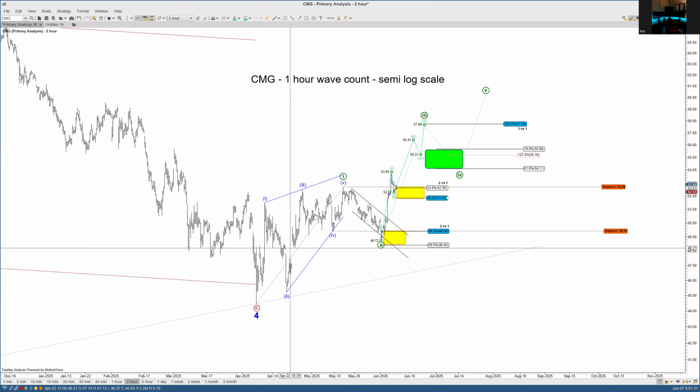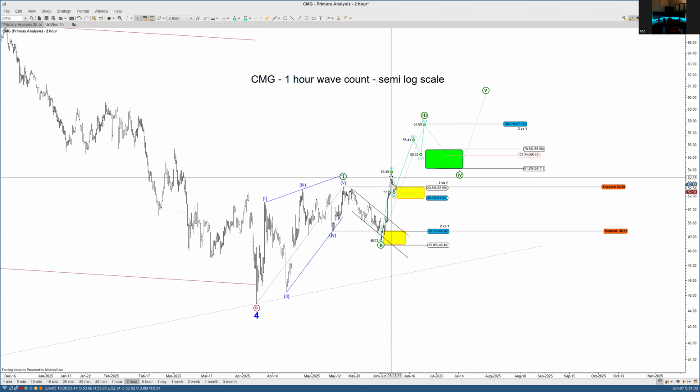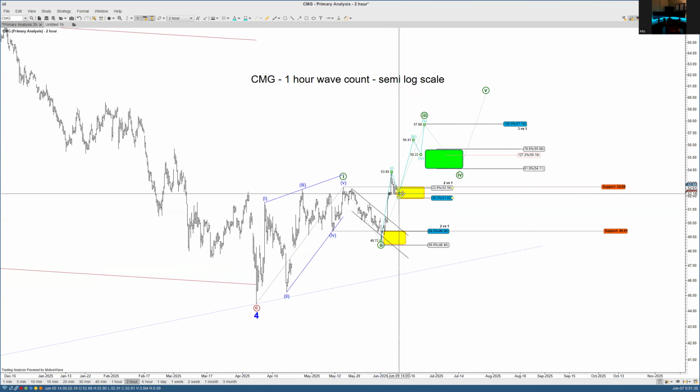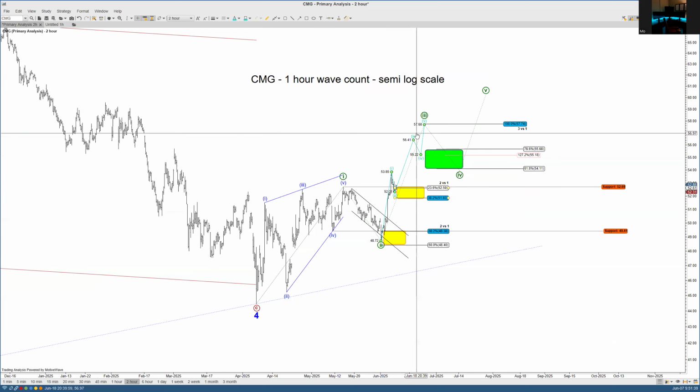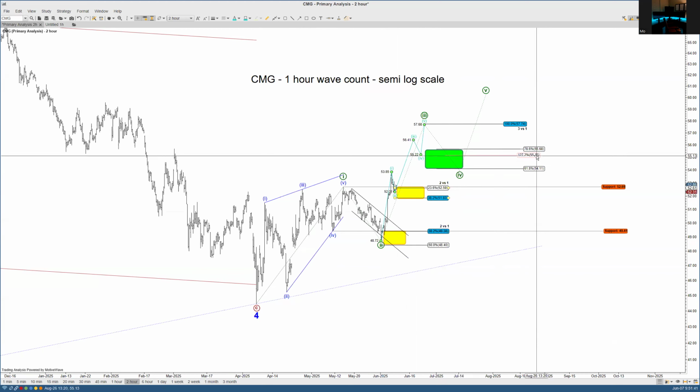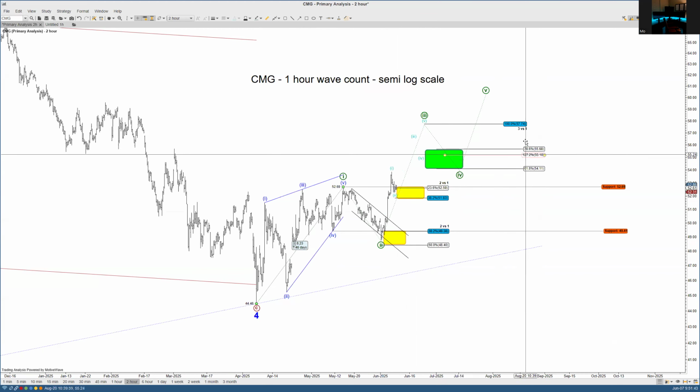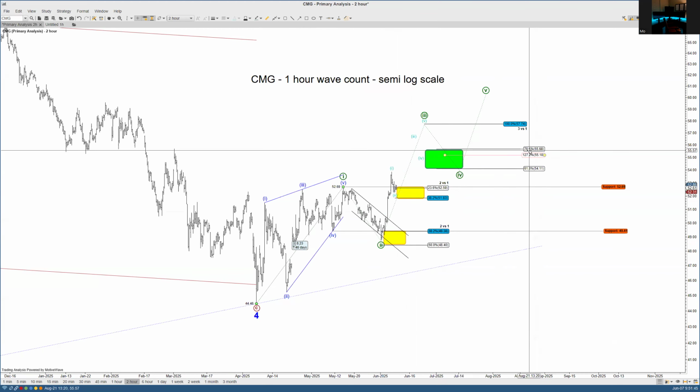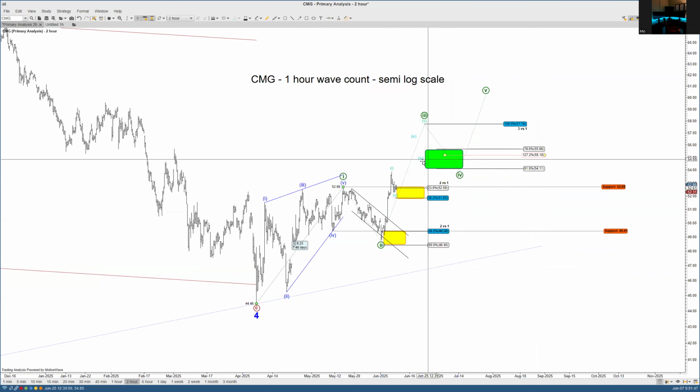Okay. Five up, three down, smaller five up, back off a little bit in three and two. And then from here, we look for this 127.8 points. There's some strong fibs here.